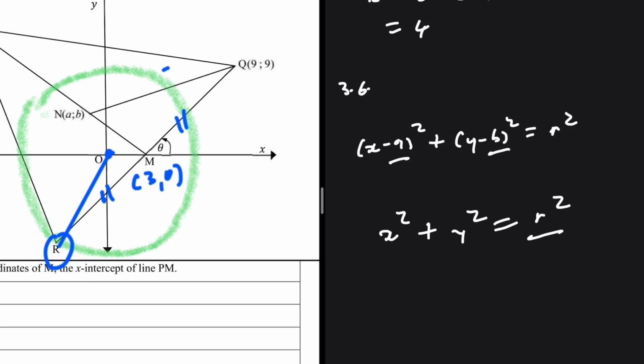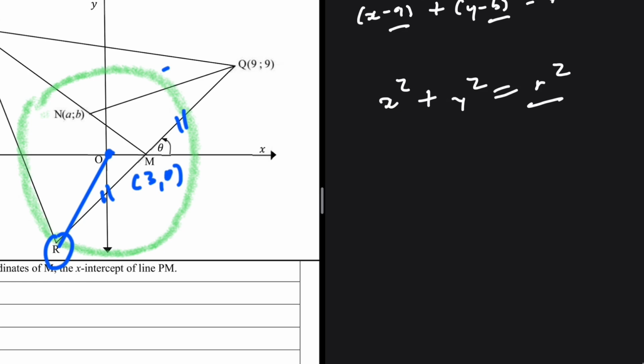So let's find the coordinates of r. So the x coordinate of m, if it's the midpoint of qr, should be equal to x of q plus x of r divided by 2. X of m is 3, x of q is 9.